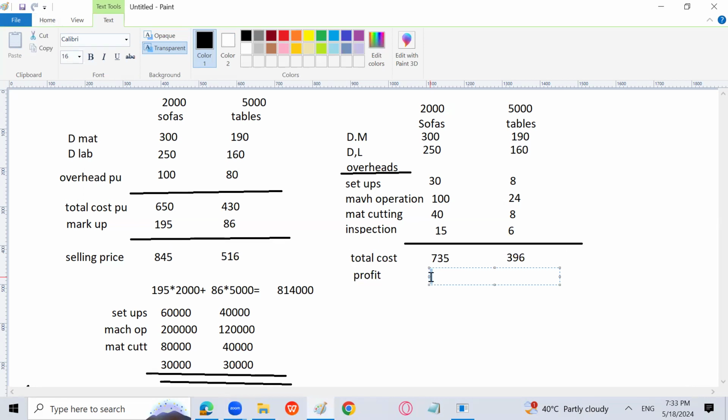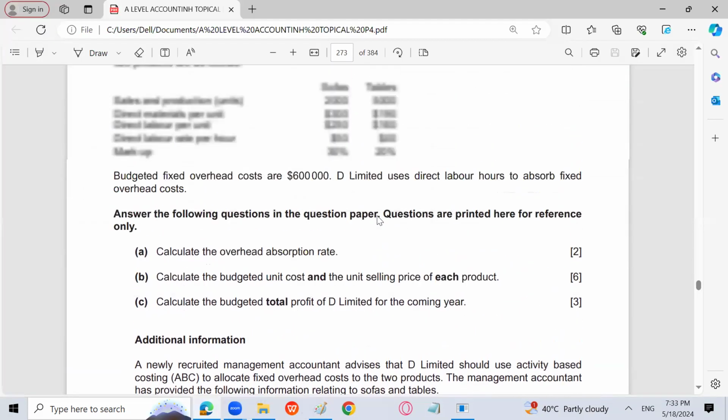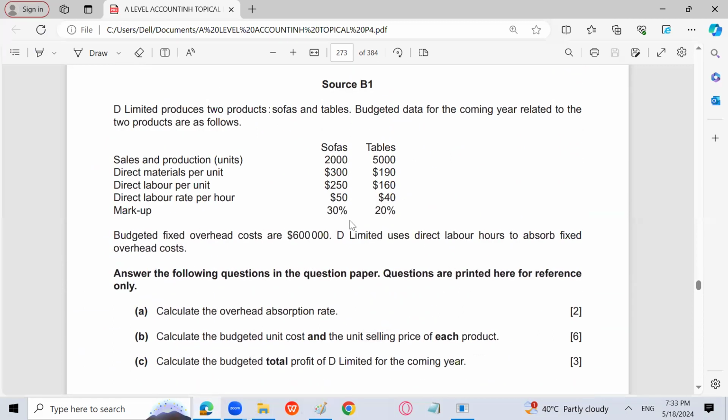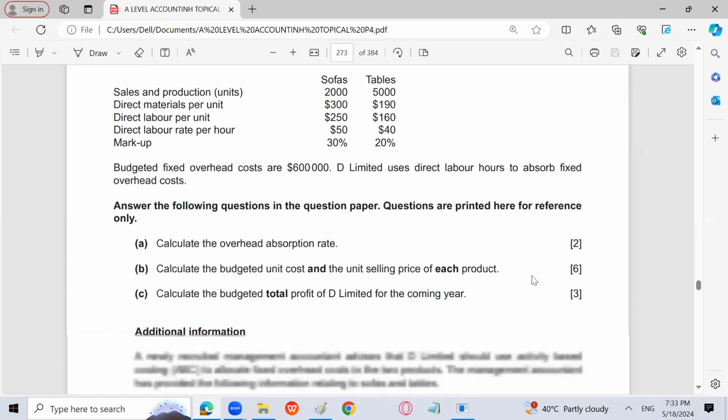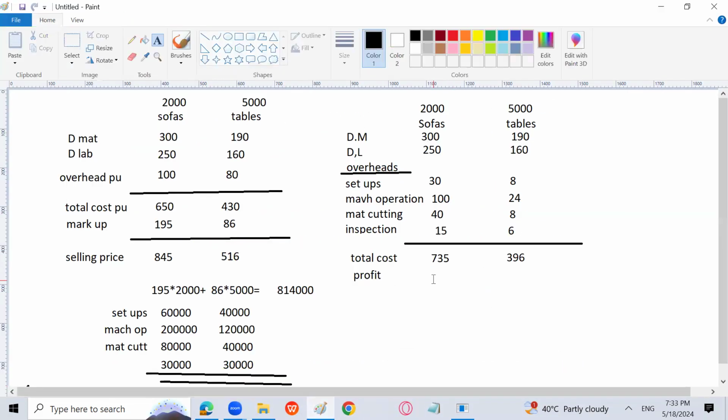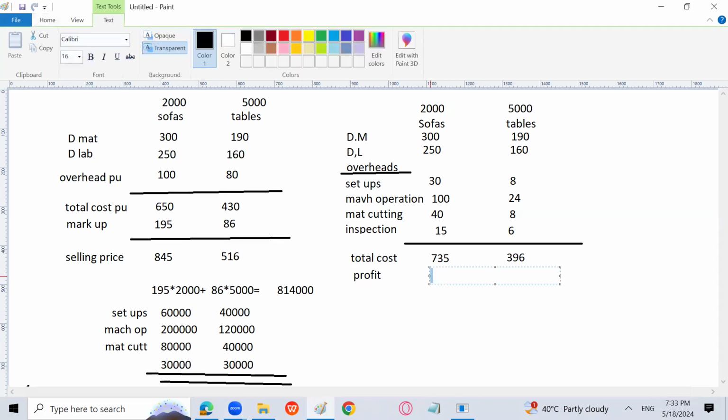So 30% of 735. Sir, why? Because the profit rate is going to be the same. And that is 30% markup for sofa and 20% for table. So 30% of 735 is 220.5. And now I will add it up to find the selling price.